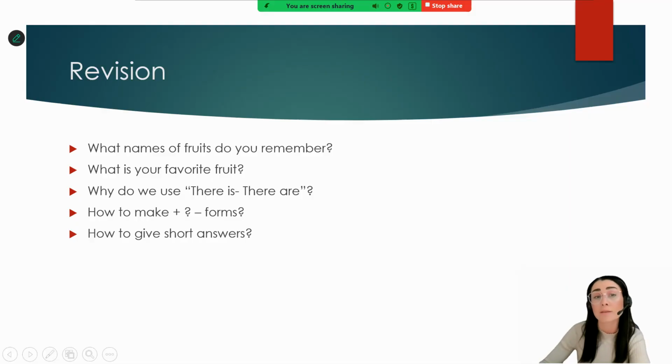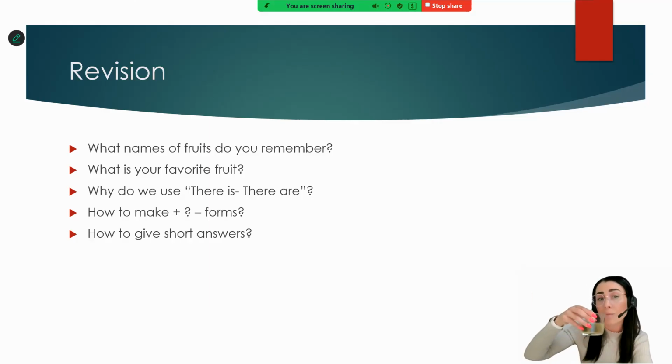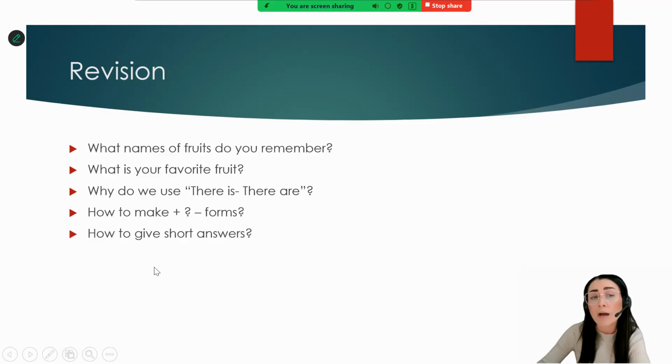Correct, to say that something exists somewhere. There is a lamp on the table. There is a cup in my hand. We learned how to make positive, question and negative forms and how to give short answers with there is, there are. It might be a little difficult in the beginning to pronounce these expressions correctly. So you can watch some more videos on how to pronounce there is, there are, and practice saying them. Long forms, short forms, and short answers.